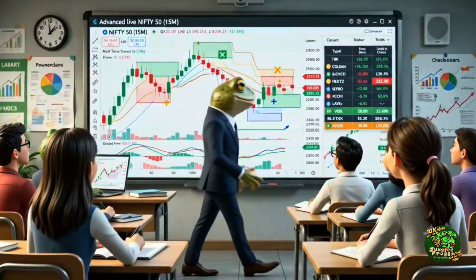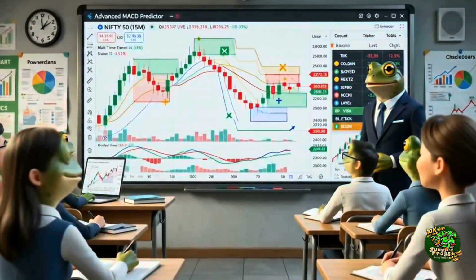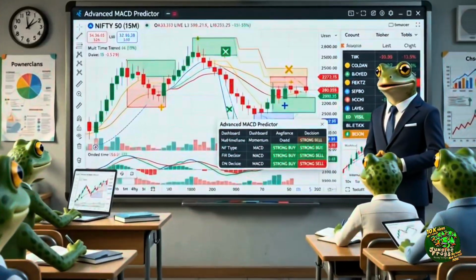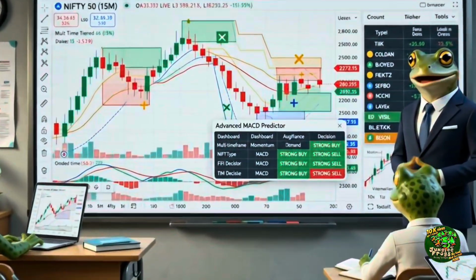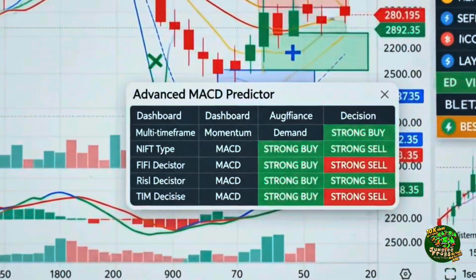This system reveals what books cannot. It combines momentum with multi-timeframe confirmation. Watch the dashboard table for the final decision, delivering precision in every trade.